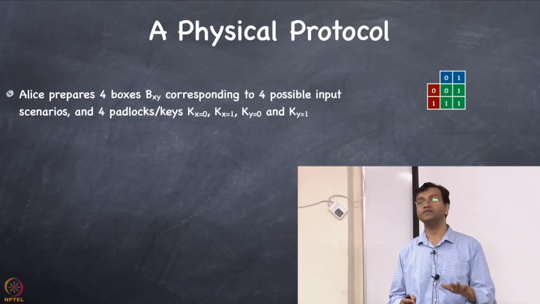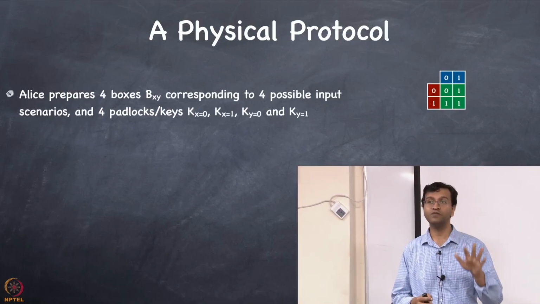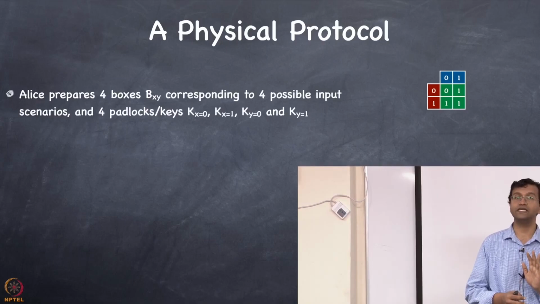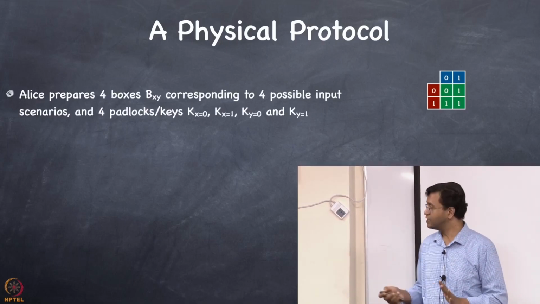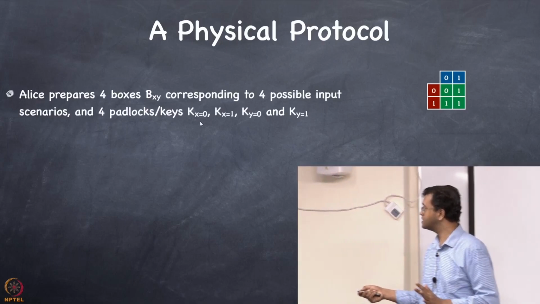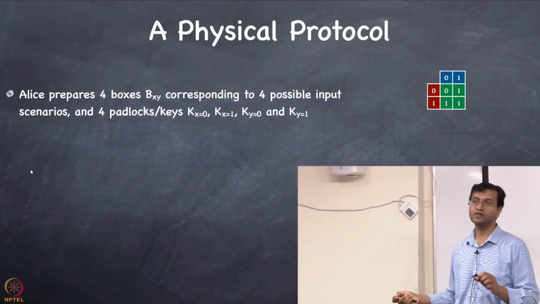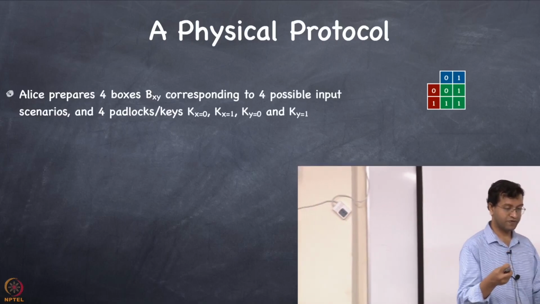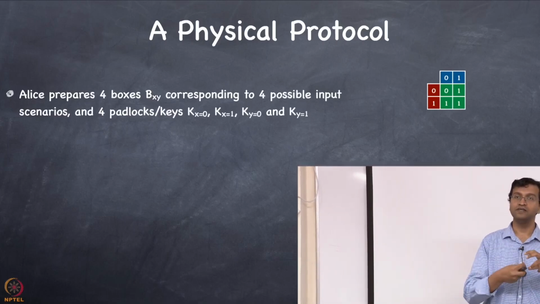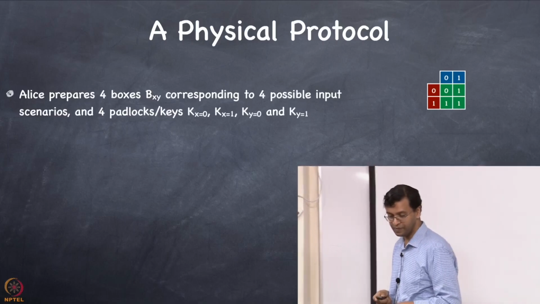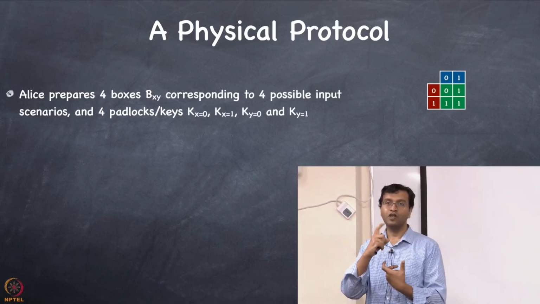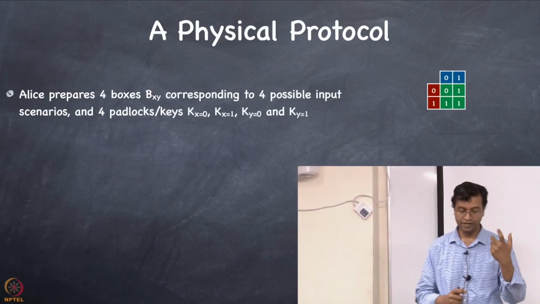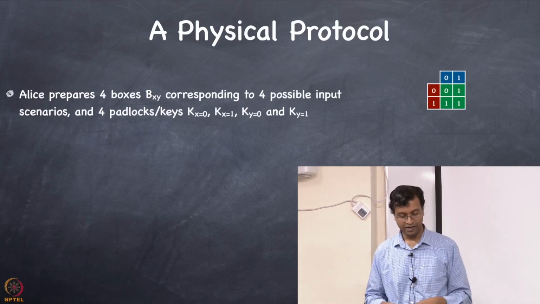And corresponding to each possible value that x and y can take, there is a key. So a key labeled x equal to 0, key labeled x equal to 1, y equal to 0, y equal to 1. And that's a key and it comes with a lock, right? So this key can open that lock. It's a padlock, you can put it on any box.